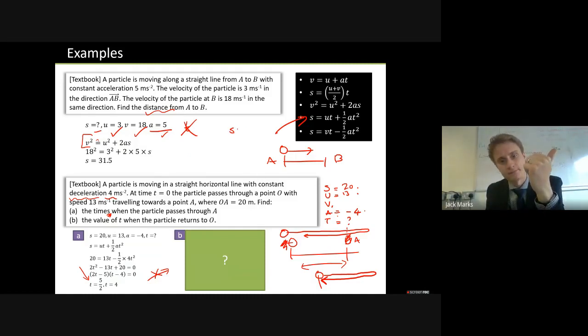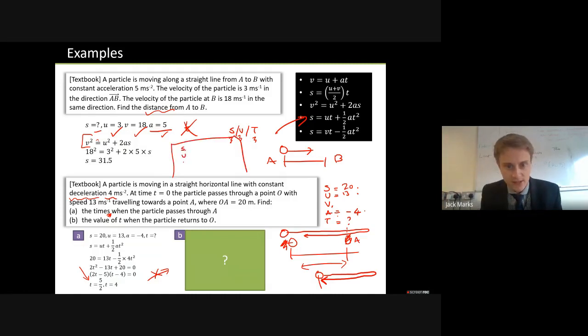We said that if you have a different distance, you're going to have a different time and a different speed. These things are all interconnected to each other. So we need to start from scratch. What we do is we write down our S, our U, our V, our A, our T, and we think carefully. Is there anything that we can reuse from earlier in the question?